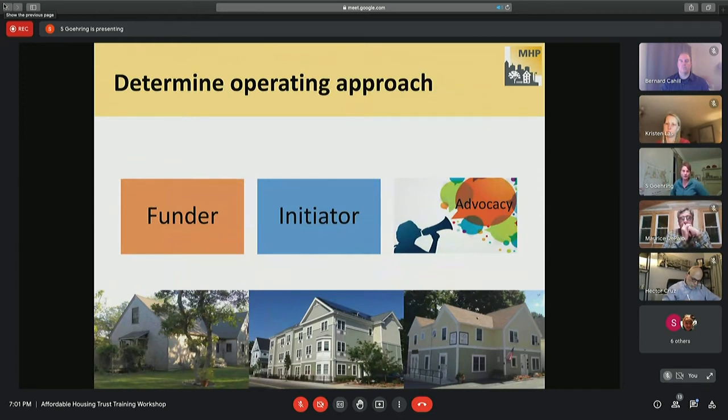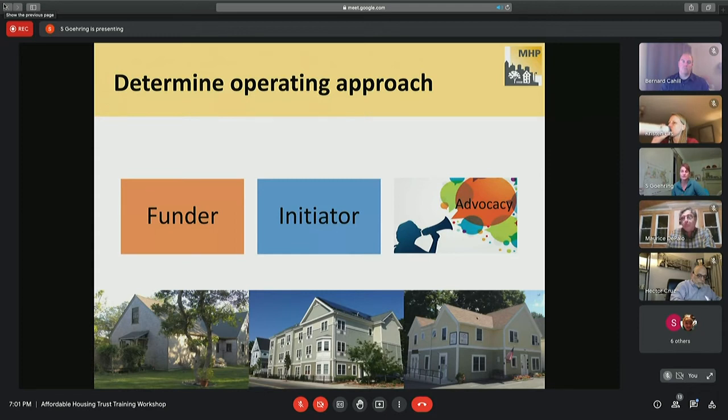So some of our affordable housing trusts just want to take in applications and then decide what they want to fund, similar to our community preservation committees with communities that have CPA. Some communities, their trusts really want to be initiators. What we saw during the pandemic is that in many of our communities, it was really the housing trust that initiated emergency rent assistance, local emergency rent assistance programs.